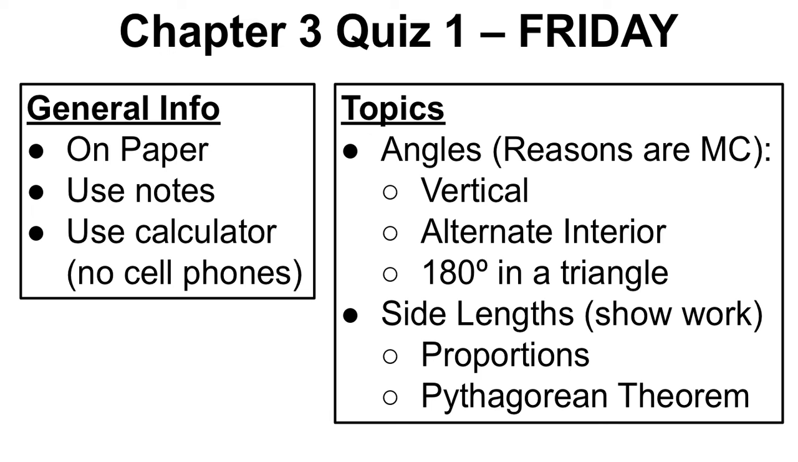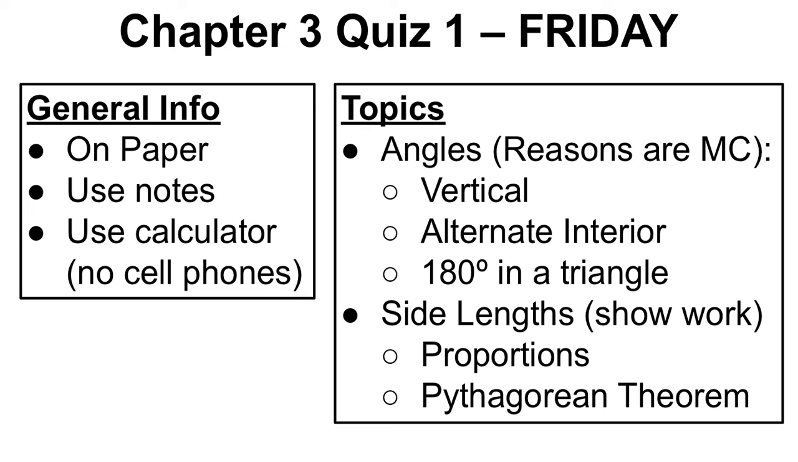Okay, so let's talk a little bit about your quiz on Friday. Your quiz on Friday is a formative quiz. It's on paper, and you can use your blue notes and your calculator as always. There's two main things that you're going to have to do. The first thing is to identify angles. So you're going to have to calculate how big some angles are and then give reasons.